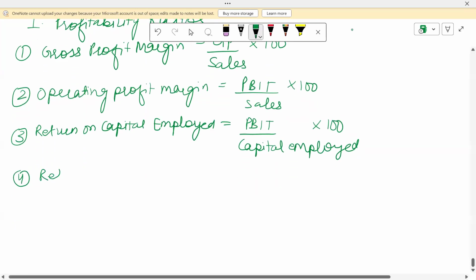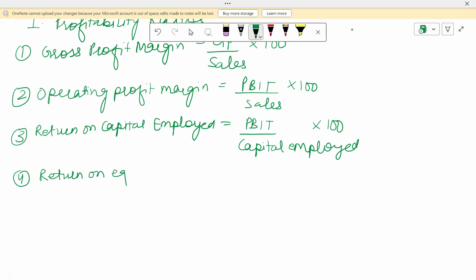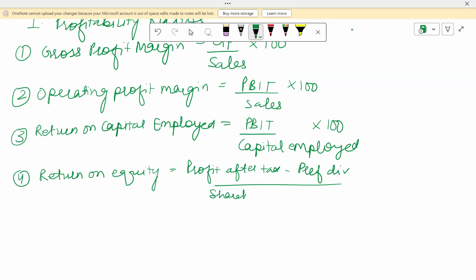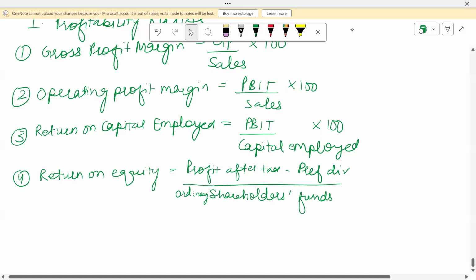Then we have return on equity. This is also called ROE in short. So the formula for the same is profit after tax minus your preference dividends divided by shareholders funds. These will always be ordinary shareholders that we are talking about. Ordinary shareholders funds, and this will be multiplied by 100 again.